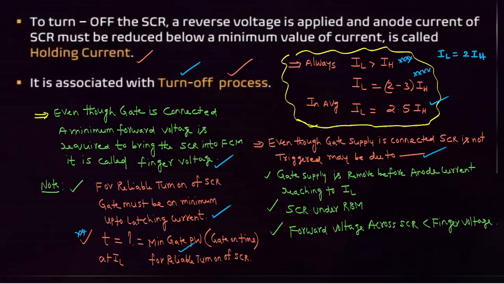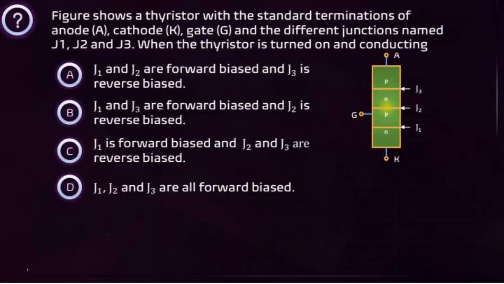Another reason: you are removing the gate supply before the anode current rises to latching current. I told you already, the gate must be connected up to latching current. If you remove the gate supply before the anode current rises to latching current, then also the SCR does not turn on, even though the gate is connected. And if the SCR is under forward blocking, then the forward voltage across the SCR must be greater than the finger voltage. Then only it will turn on. If it is less than finger voltage, even though the gate is connected, it will not turn on. These are the different reasons why the SCR does not turn on even though the gate is connected.